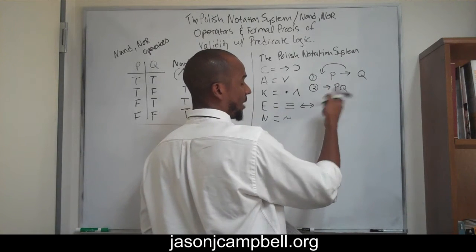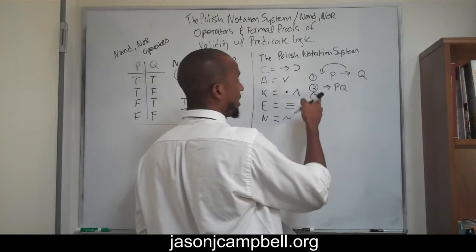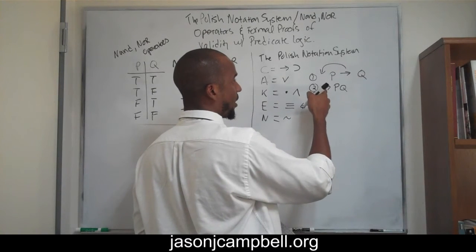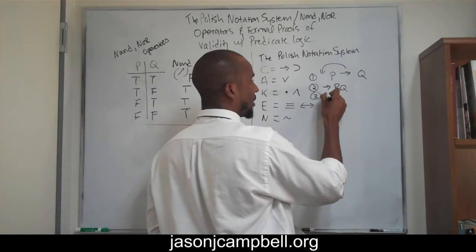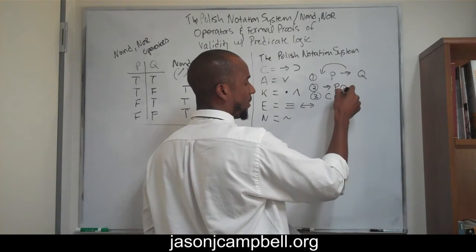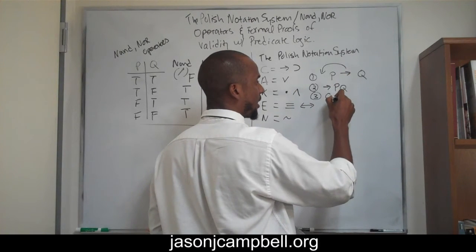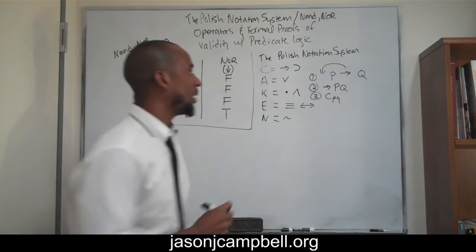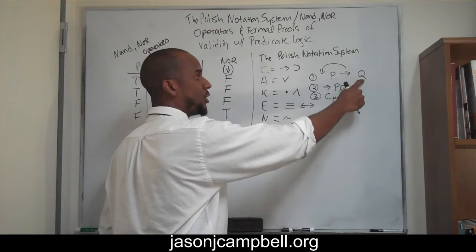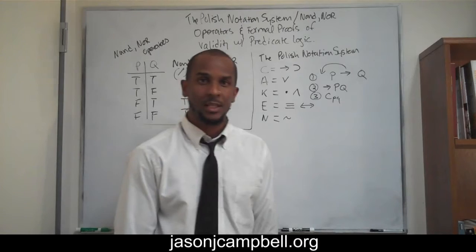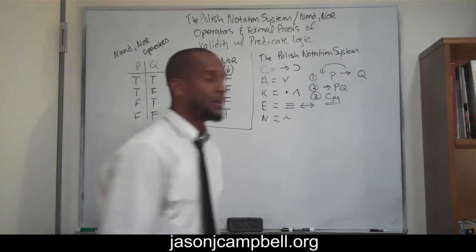Now, step 3, we're basically done. We replace this operator with its corresponding letter. So it'd be C. You write it uppercase. So it'd be C, P, Q, and that's how we write if P then Q in the Polish notation system. CPQ.